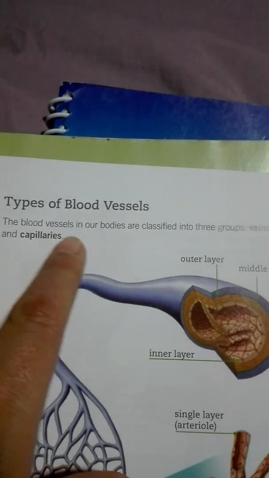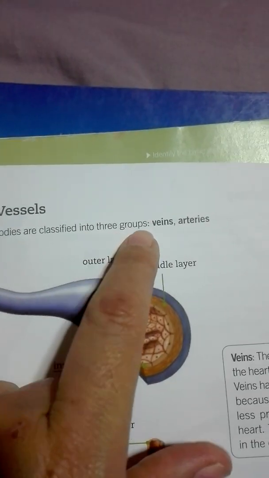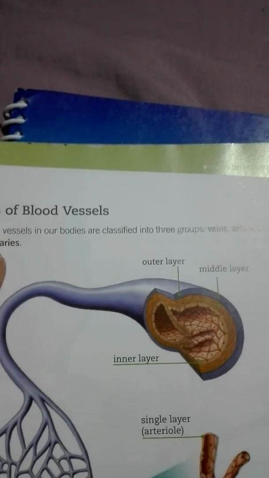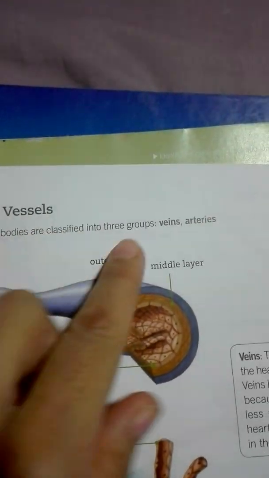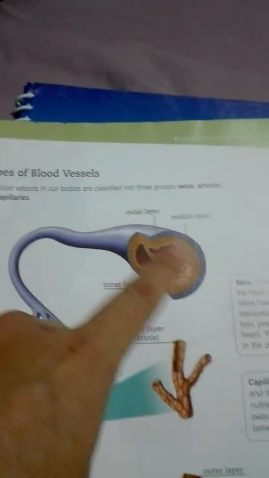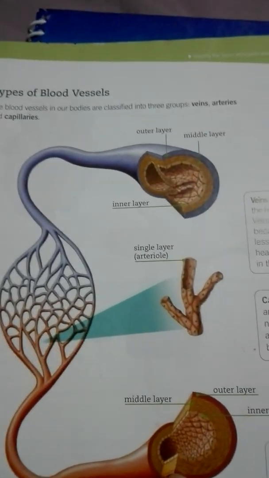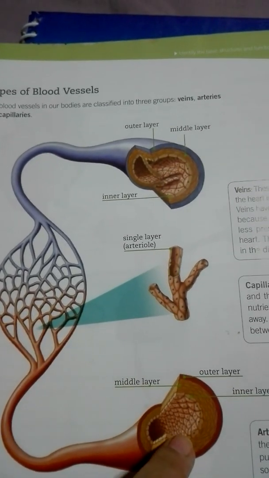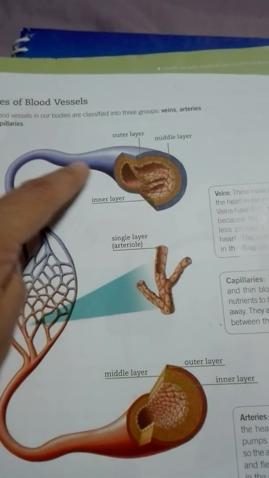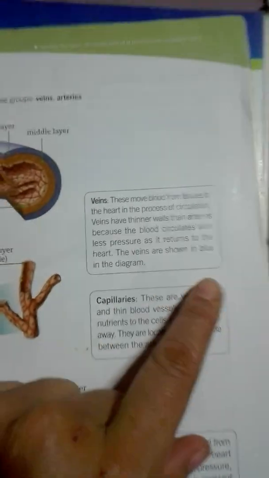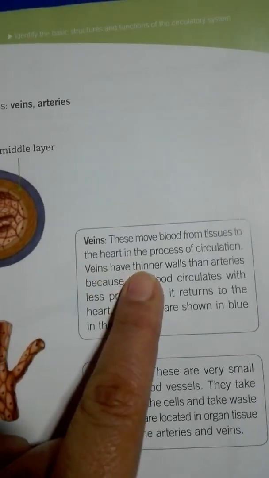Okay, as it says here, the blood vessels in our bodies are classified into three groups: veins, arteries, and capillaries. Dice que las células sanguíneas en nuestro cuerpo están clasificadas en tres grupos: las venas, las arterias y los capilares. So in this picture you could see how they are formed. En esta imagen pueden ver cómo están ellas formadas. Okay, let's study first the veins. Vamos a estudiar primero lo que son las venas.